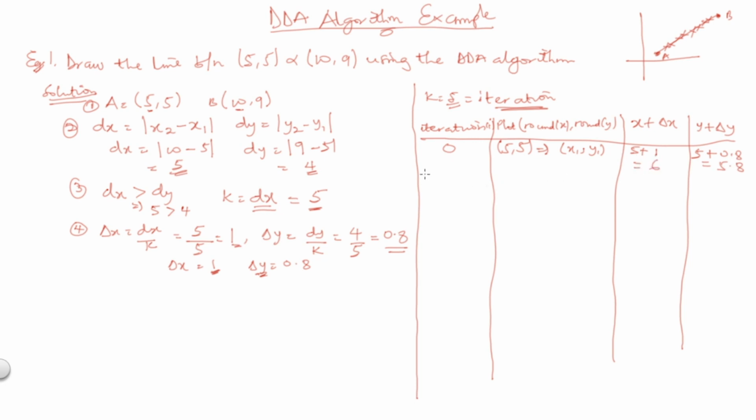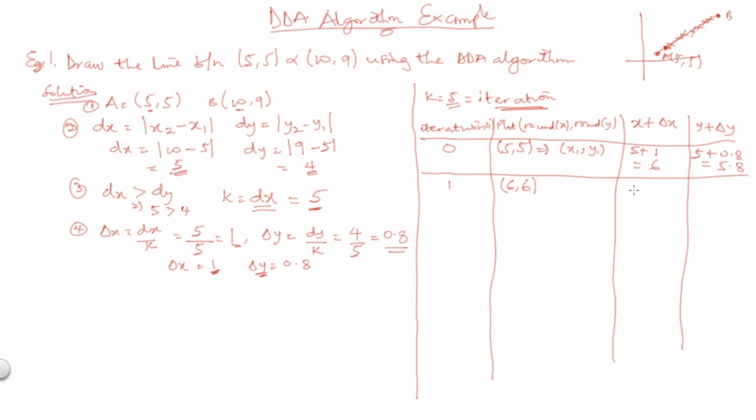So the next coordinate that we are going to think about, the next iteration, will pick the coordinates. So that A is 5, 5. The next one is the first intermediate point, which will be 6, and 5.8. We are taking the rounded value of y, so it will also be 6.